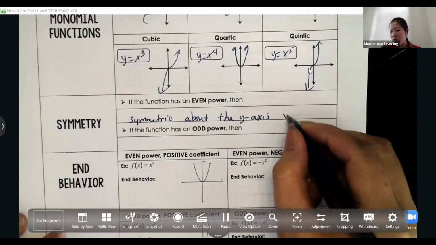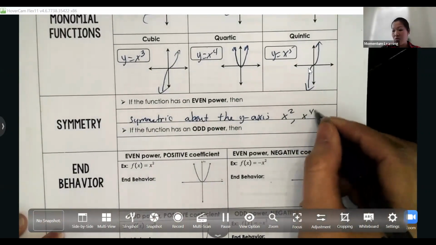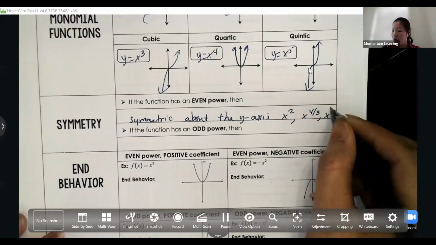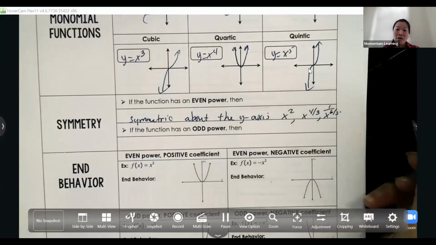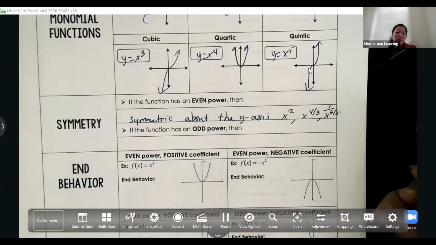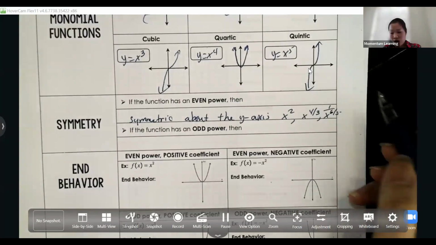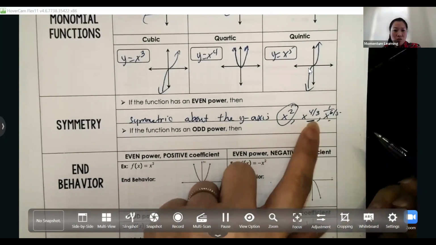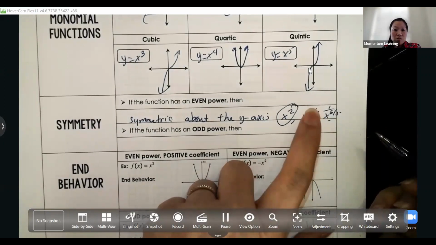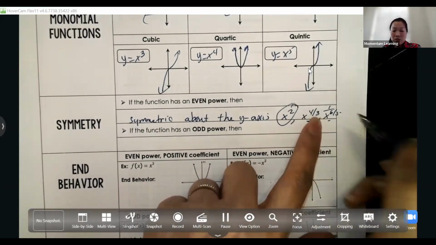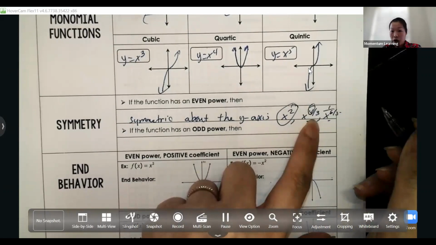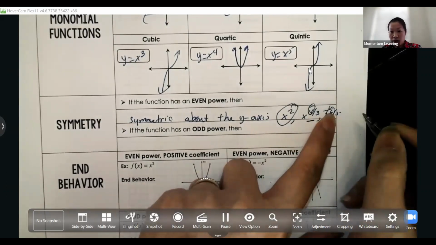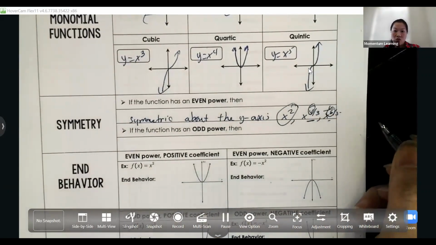So for example, x squared, x to the power 4/3, 1 over x to the 6/5, those are all even functions. It looks weird, but we've seen this before. We've never seen those two in terms of even functions, but those are even because the power is an even number. So that makes the entire function an even function, okay?